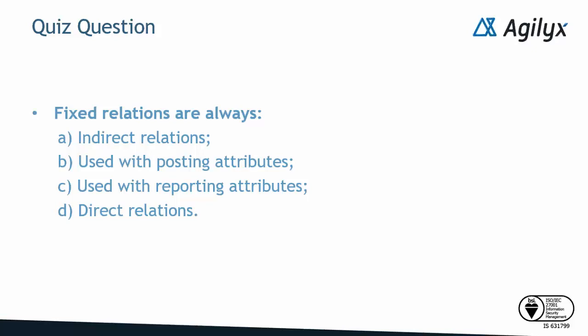So this is another question. I just said that, so you guys should know this. Fixed relations are always indirect relations, used with posting attributes, used with reporting attributes, or direct relations. So only one of them is true. This is easy. Fixed relations are always direct relations. Hopefully you all got that.